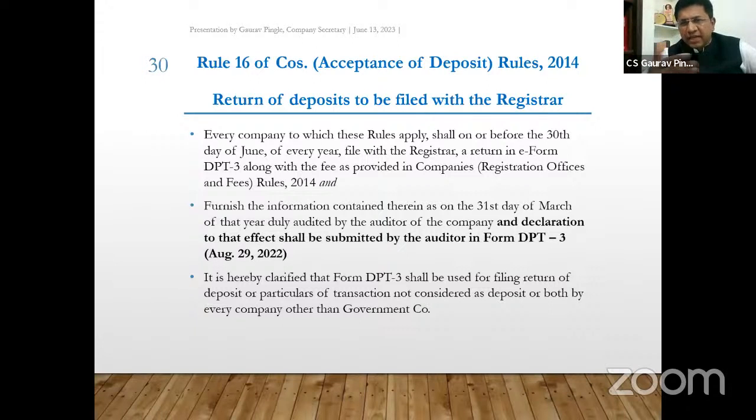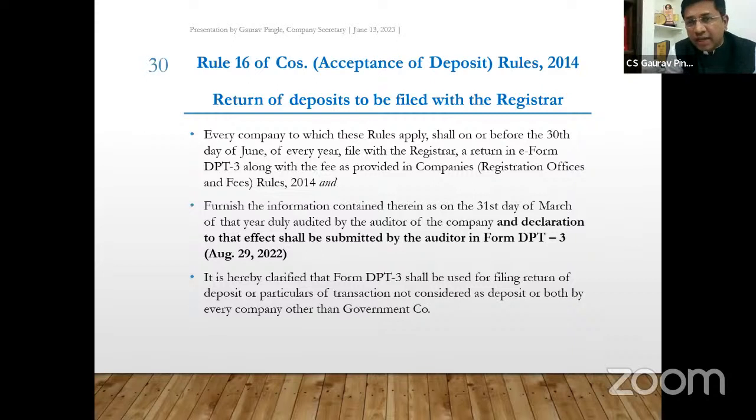Practically it means that it should be audited, but it may happen that the accounting is still going on, but the auditor just takes note of it and confirms the amount. Even that is fine. And a declaration to that effect is submitted by the auditor in DPT3. This is one of the most crucial aspects for chartered accountants because here it talks about certification. There is no separate certificate required for exempted deposit. It is just a certification to the e-form and not a separate certificate in a particular format.